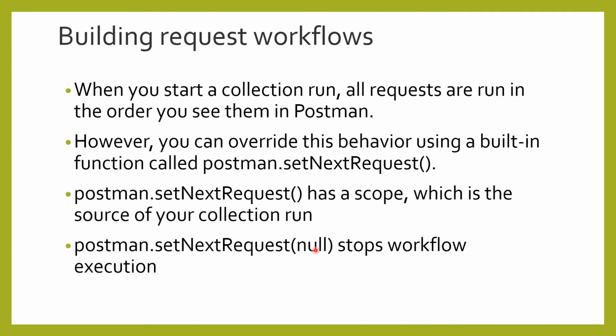You can also pass null to this function, which will stop the workflow execution. Null is particularly useful if you want to stop the execution in case of any authentication error or authorization error, where you feel that there is no point in running the next test request. In that case, you can add this line in your test script and you can stop the execution of your collection. Now we are going to go to Postman and work on a particular use case, and we will see how we can build the request workflow for that use case.